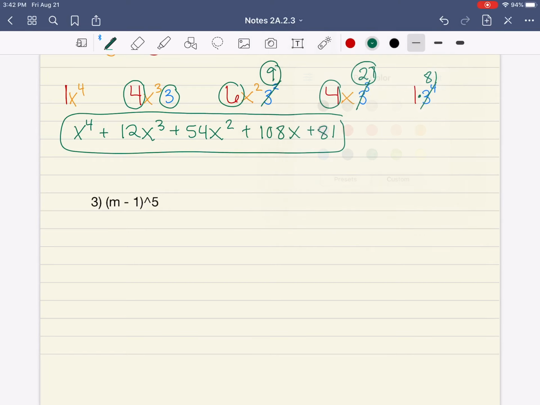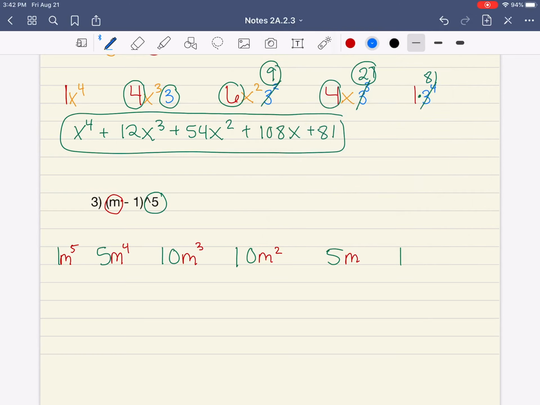Okay. So this one says m minus 1 raised to the power of 5. So you start with Pascal's triangle, the number 5, row 5. So those numbers are 1, 5, 10, 10, 5, 1. Then I start with my first term, the letter m, and we're going to raise it to the power of 5, m to the power of 5, m to the power of 4, m to the power of 3, m to the power of 2, m to the power of 1, and then the last one doesn't get an m.